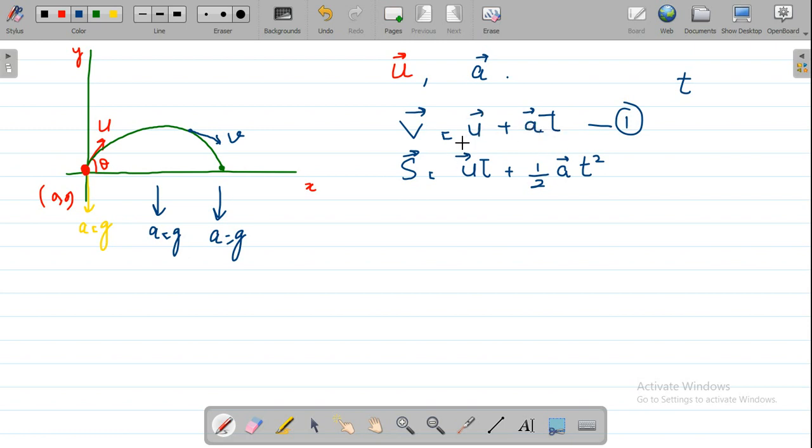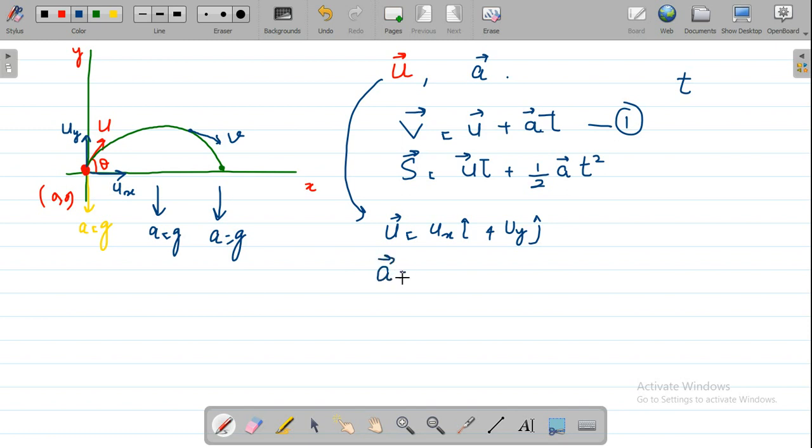The directions of u and at are not the same, they are different, so we cannot add them by simple algebraic sum. We can resolve u into components along the x-axis and y-axis, then we can add it. Let the component along the x-axis be denoted by ux, and along the y-axis by uy. So we can write u as ux i cap plus uy j cap.